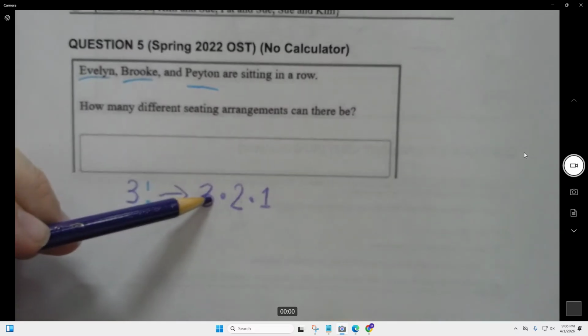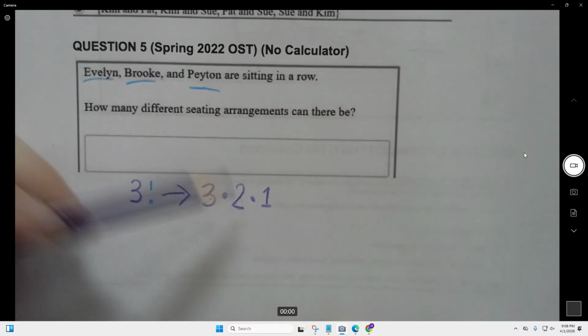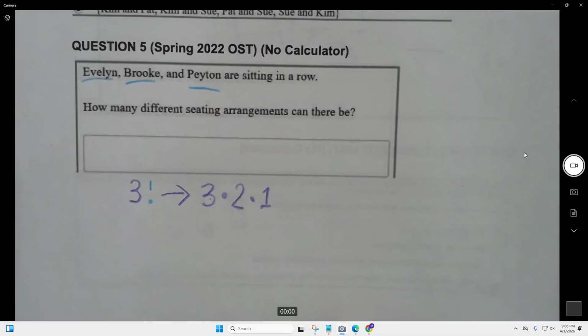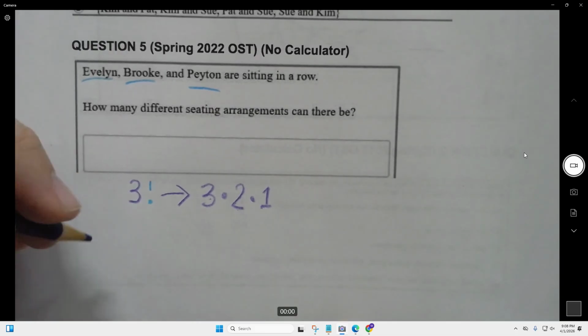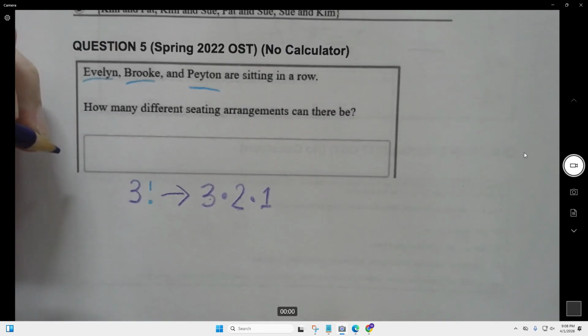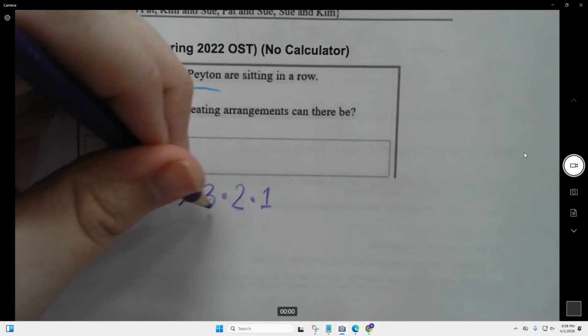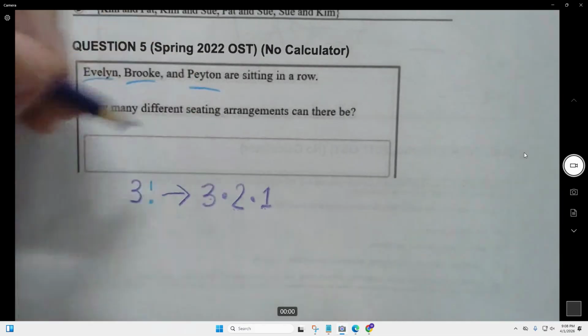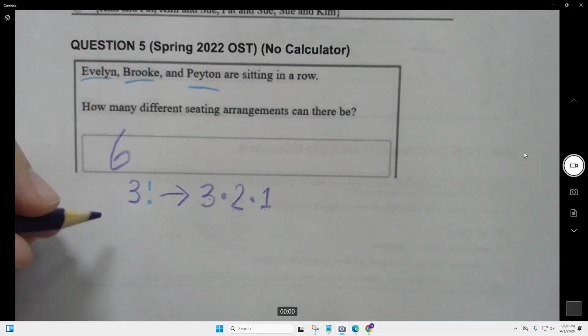Because there are 3 options for who's sitting in the first seat. Once you've settled that, you have 2 options for who's sitting in the second seat. And once you've settled that, you have 1 option for who's sitting in the third seat. So, that means you have 3 times 2, which is 6. 6 times 1 is 6 different seating arrangements.